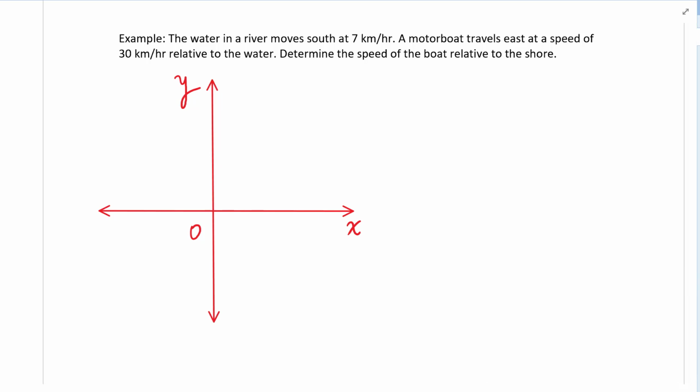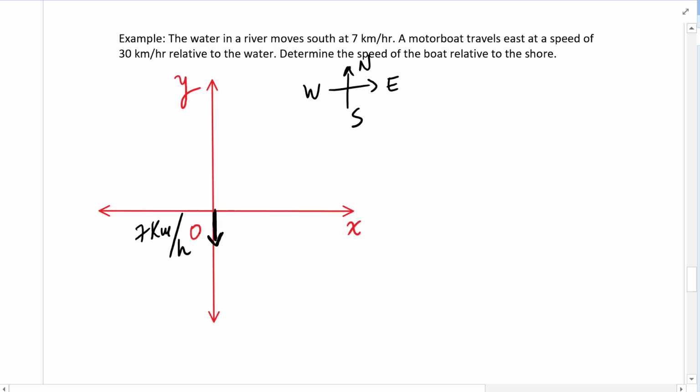The water in the river moves south at 7 kilometers per hour. So south is this way. Don't forget east, west, north, south. So it goes south at 7 kilometers per hour. And the motorboat travels east, this way, at 30 kilometers per hour. Determine the speed of the boat relative to the shore. So let's find the resultant vector here.